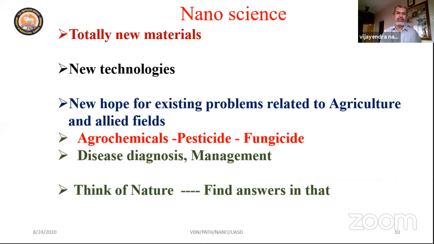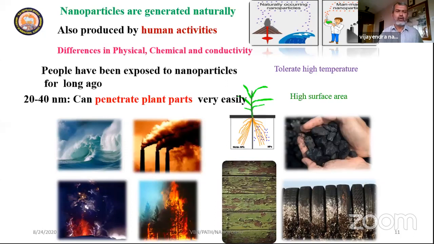So nanoscience can be applied in different fields, with different characteristics. Definitely everyone will apply it. So where are we going to use it? In agriculture, in relation to pesticides, disease diagnosis, disease management. If I want to introduce these things, go back to us, see the surroundings, what is the nature? If you look at nature, hopefully you will find many answers for many problems we face today. So we are going back to nature and seeing what is happening around. There is a tsunami, what will happen during that time? You may not believe it, nanoparticles are formed.